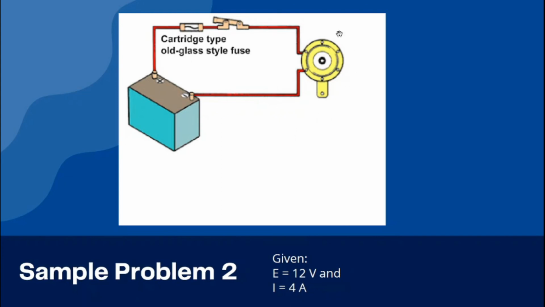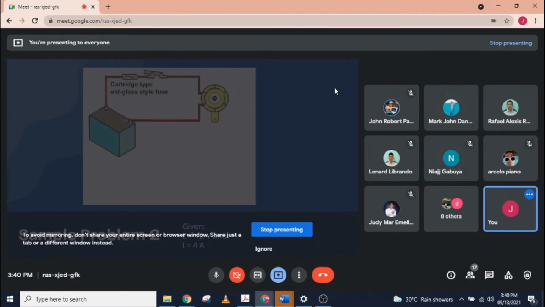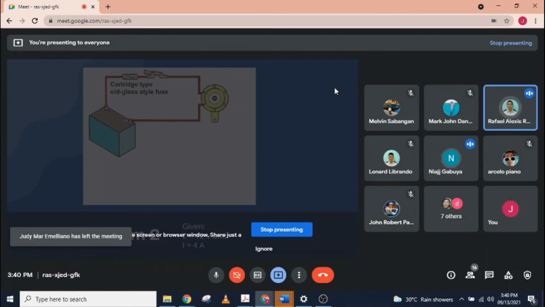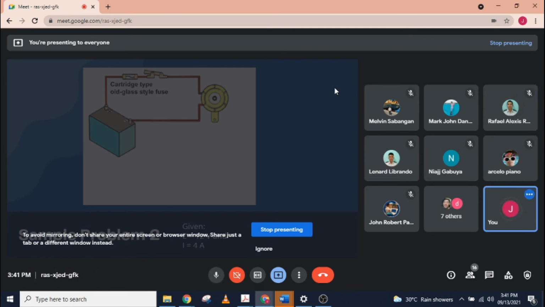Now, what do you think is the resistance of this device? Ilan ang resistance, class? 3 ohms, sir. 3 ohms. Okay. So 12, what's the formula for this one? Resistance is equal to voltage divided by current. So 12 volts divided by 4, 12 divided by 4 is 3. Volts divided by ampere will be the unit na ohm. Okay? Sabi niyo 3 ohms.